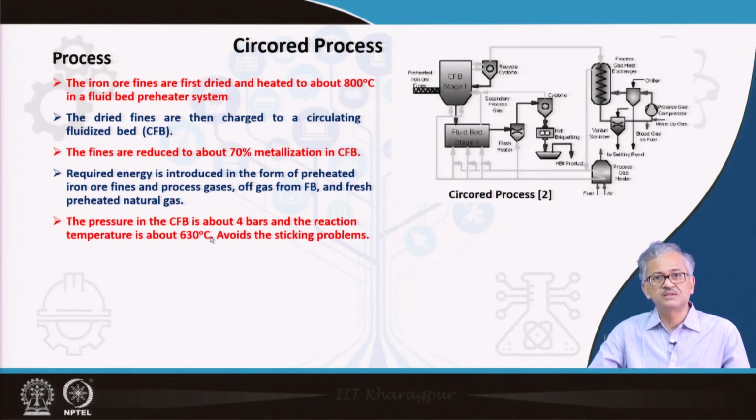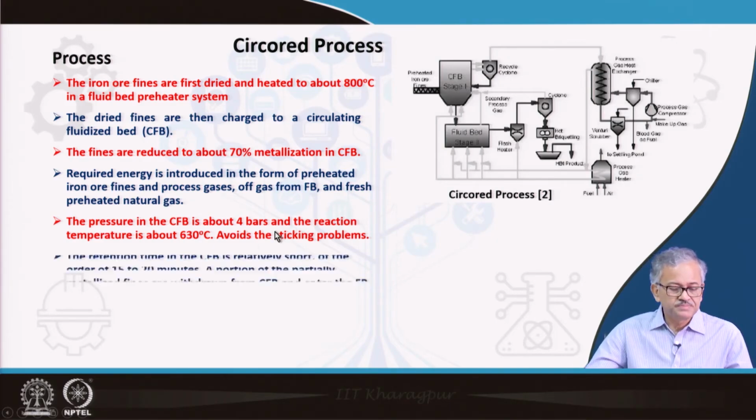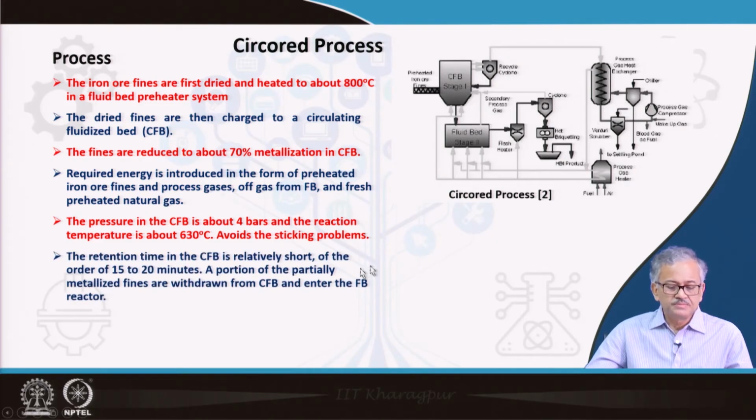The pressure in the CFB is about 4 bars, and the reaction temperature, you can see, is 630, considerably less than your previous process. At 850 degrees centigrade there, here it is 630 degrees centigrade, so a much lower temperature, and it avoids the sticking problem. And it has been possible basically using this CFB, with some pre-reduction and all these things. So in the circulating fluid bed, the sticking problem is completely avoided.